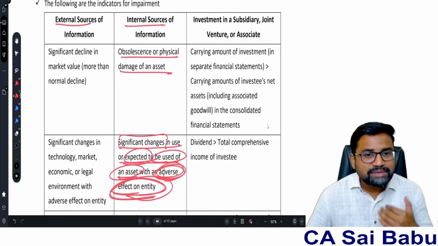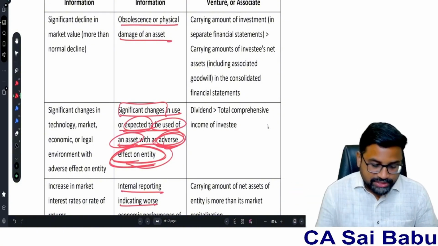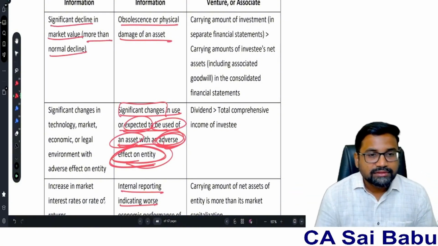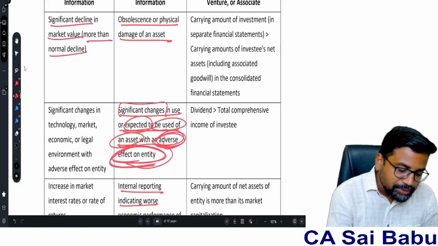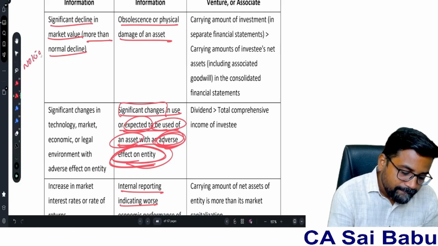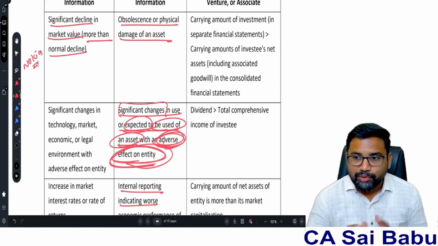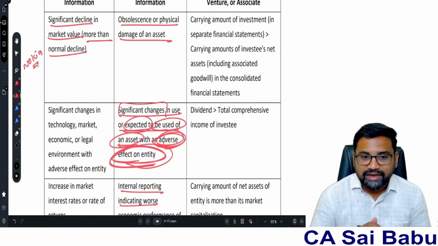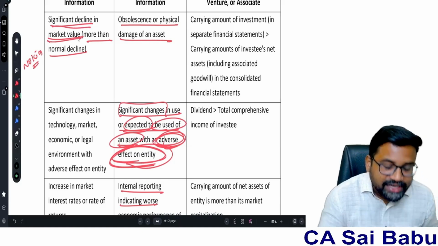And also there could be some external sources of information. Outside information: significant decline in the market value, other than normal decline. Suppose any asset's market value has declined significantly. For example, Nokia company, in the beginning they were the manufacturers of simple mobile phones. Now, with the introduction of smartphones by Samsung and other companies, Nokia has lost its value. So there is a significant decline in the market value.